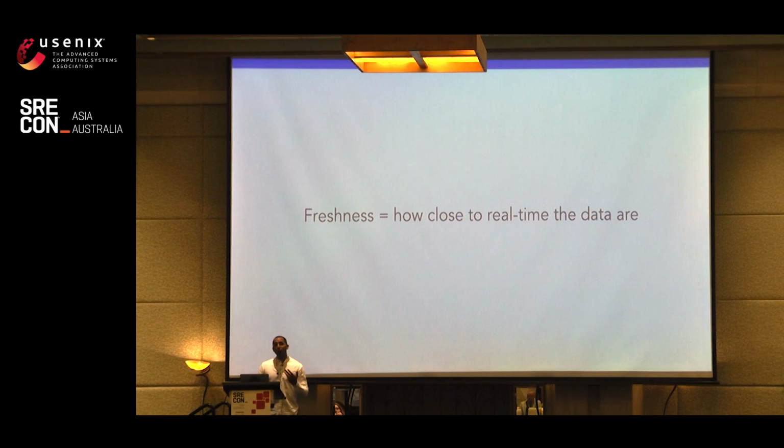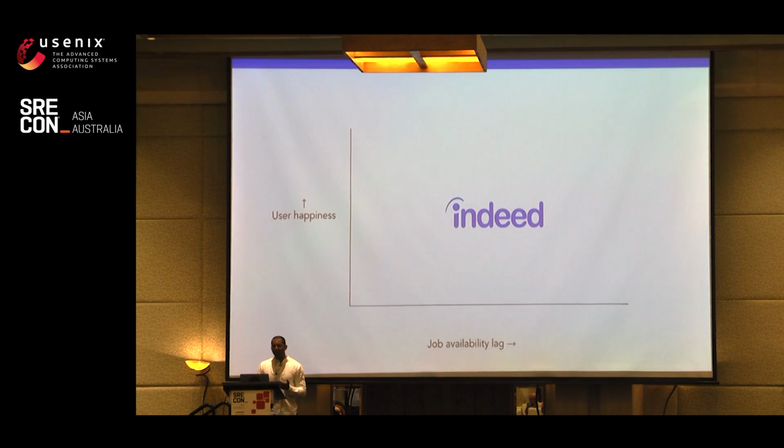The third flavor is freshness. Freshness is how close to real time the data are. A lot of services rely on presenting data to your users, and so understanding this means trying to understand how user goals are compromised by stale data. Let's take a look at Indeed again, and we plot user happiness against Indeed's job availability, or how laggy the job availability is.